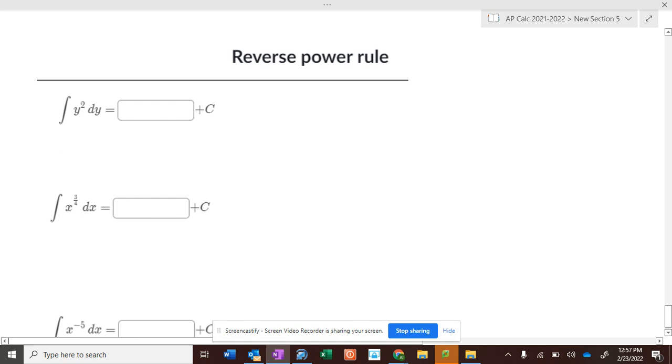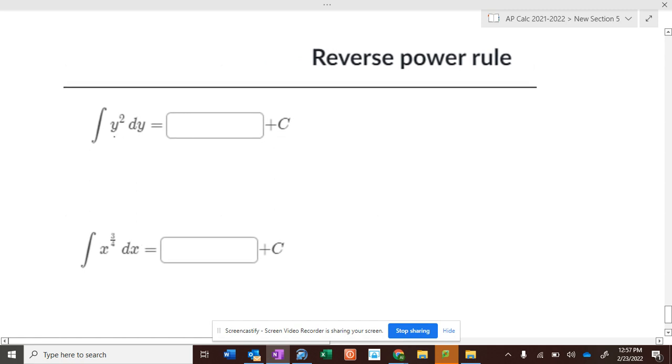Reverse power rule. This is now Friday's stuff. Okay, to do the reverse power rule, what would make something y cubed? The derivative of what would make y squared, I should say. So, in derivatives, we drop the power by 1, right? So when we integrate, we add by 1. So it's y cubed. Well, what's the first derivative of y cubed? 3y squared, not y squared, right?